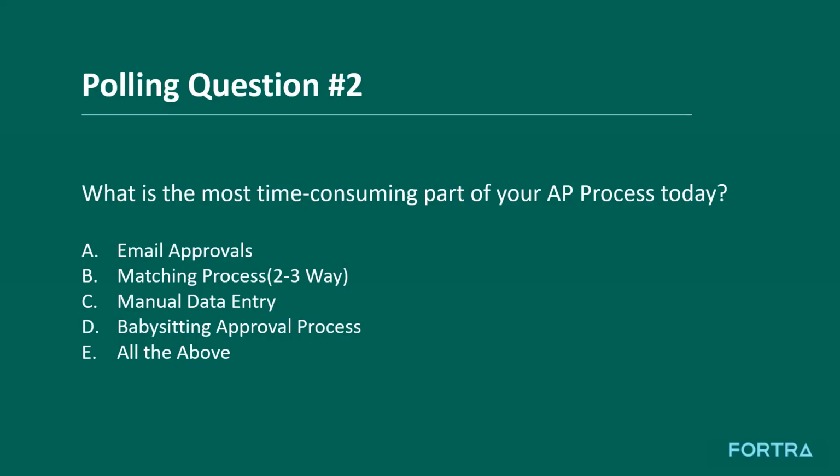All right, here's our second polling question now. What is the most time-consuming part of your AP process today? And there could be multiples of these too. So again, put the letter or letters into the chat window, and I will calculate these in a little bit. The first one is email approvals, matching process, meaning 2- and 3-way matching, manual data entry, babysitting approvals, or all the above. I'll give you a few minutes here to enter those into the chat window.